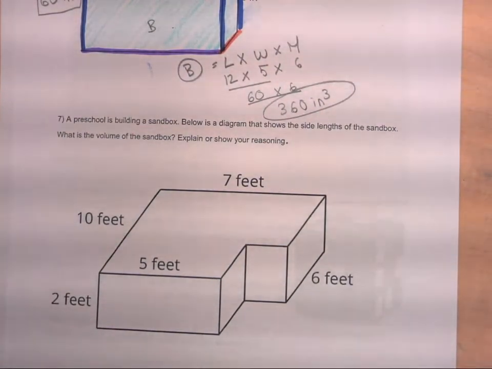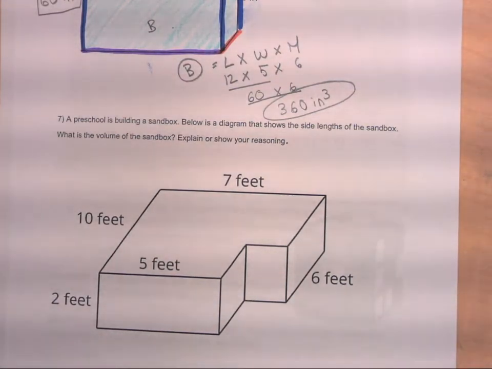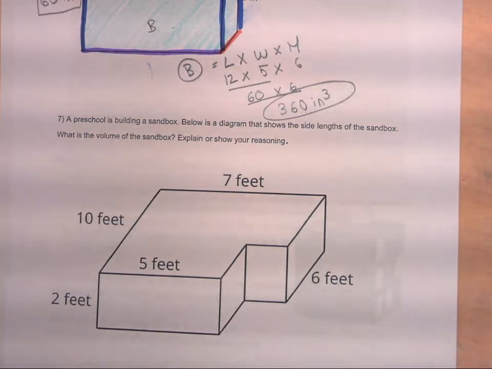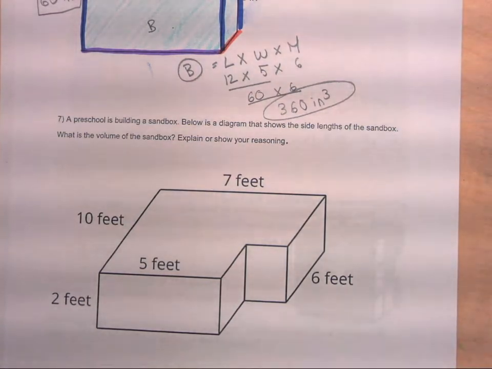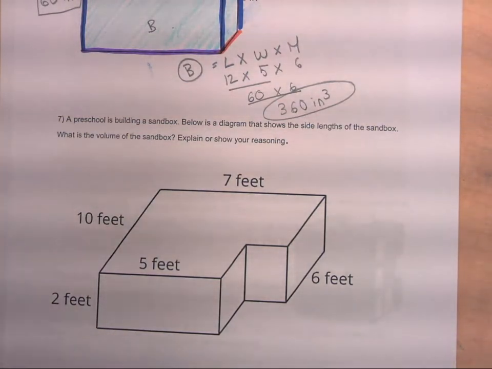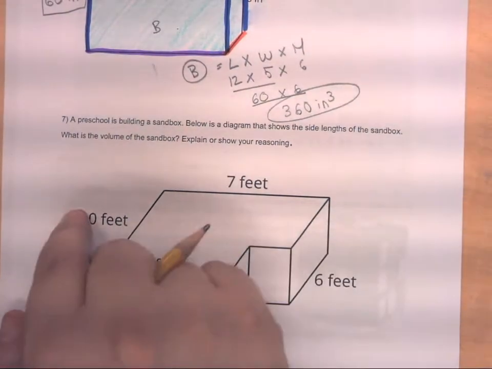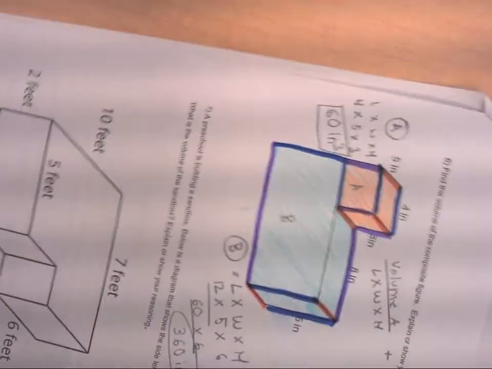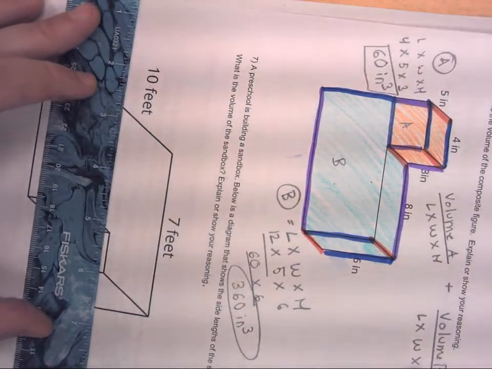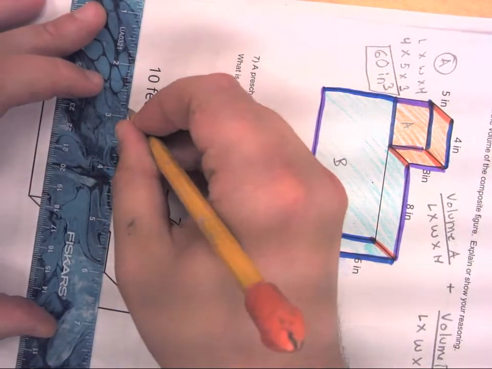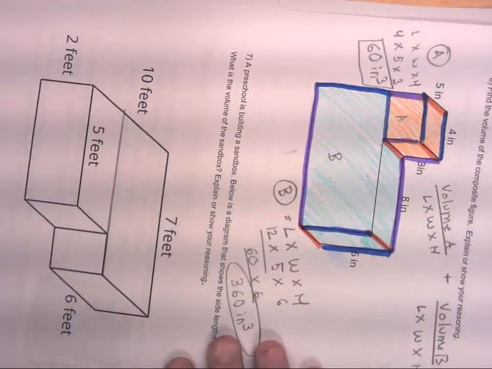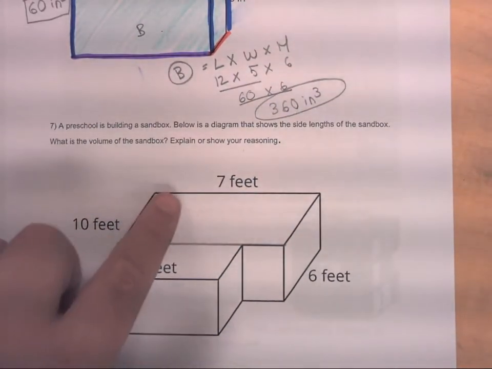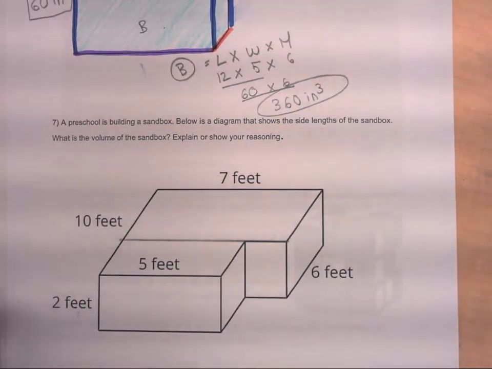Question 7 states a preschool is building a sandbox. Below is a diagram that shows the side lengths of the sandbox. What is the volume of the sandbox? Explain or show your reasoning. Again, this is a composite figure. It's made up of more than one rectangular prism. And so I am going to divide or break apart these prisms by drawing a line across here. This is one way students could have chosen to separate prisms in this figure.